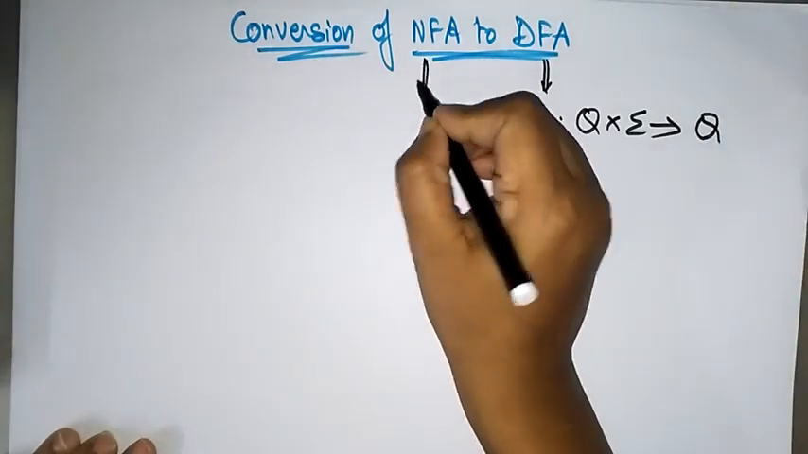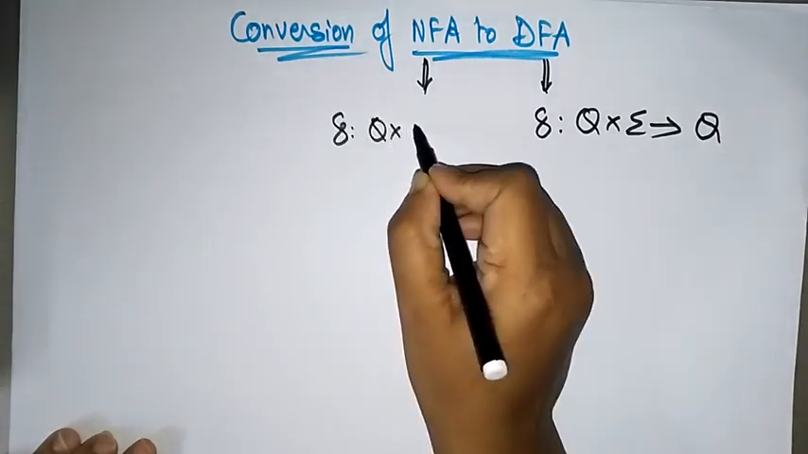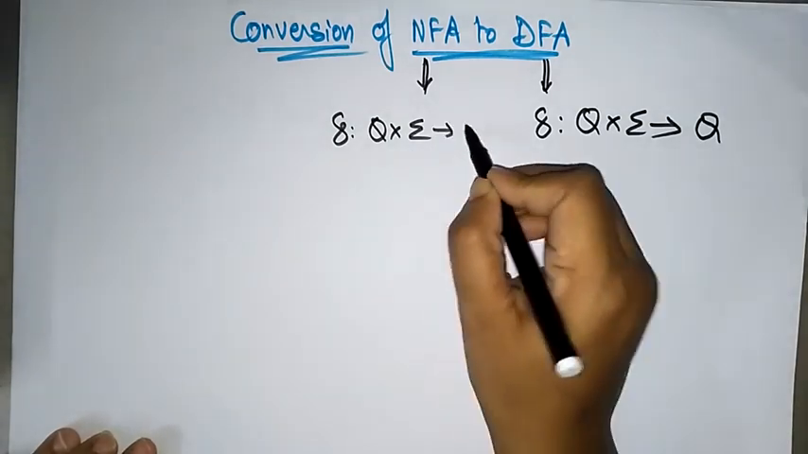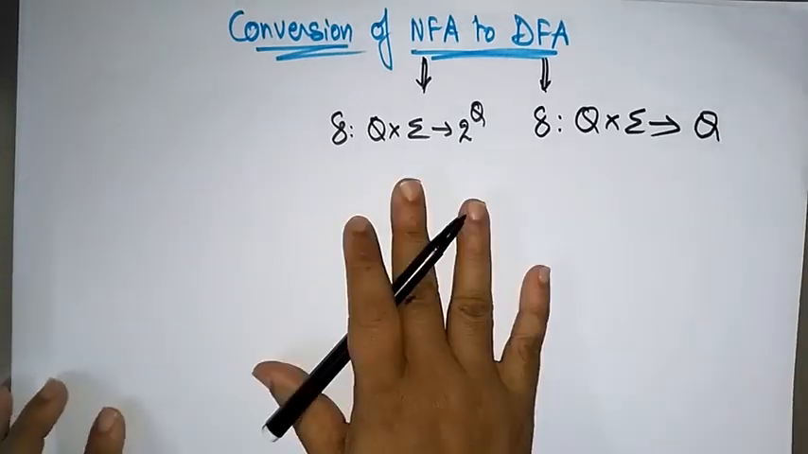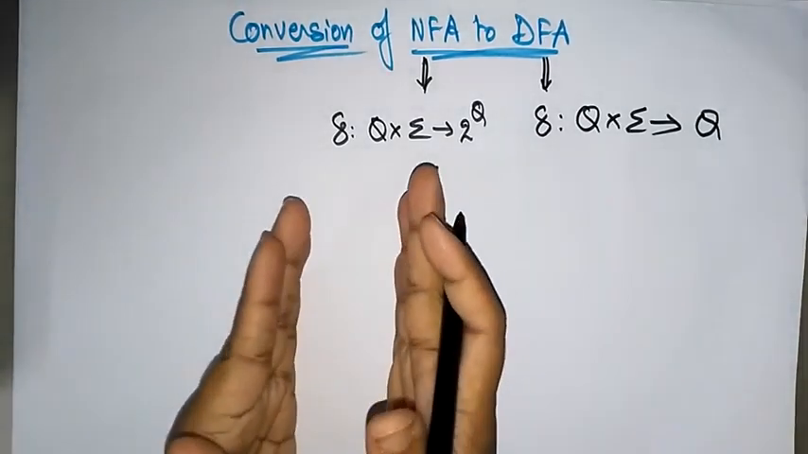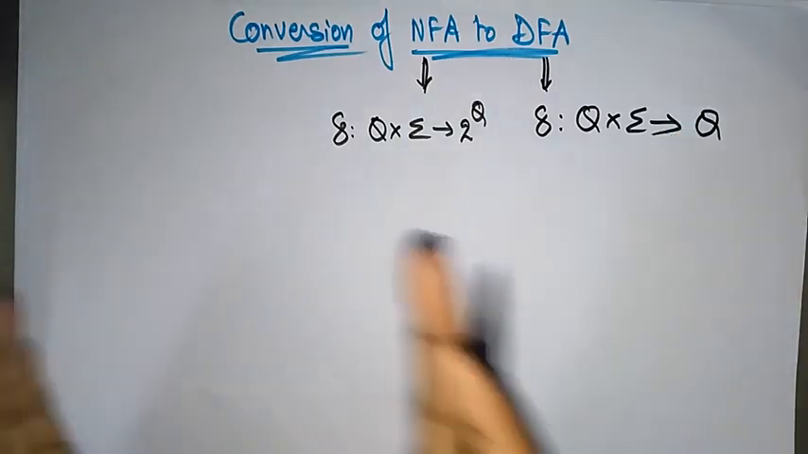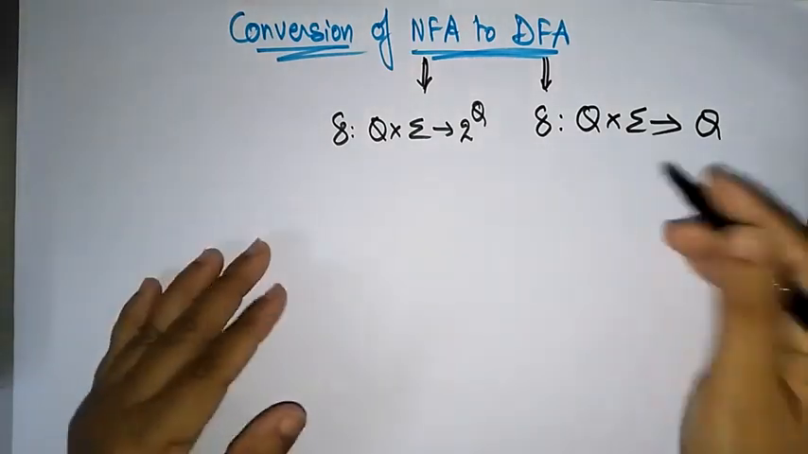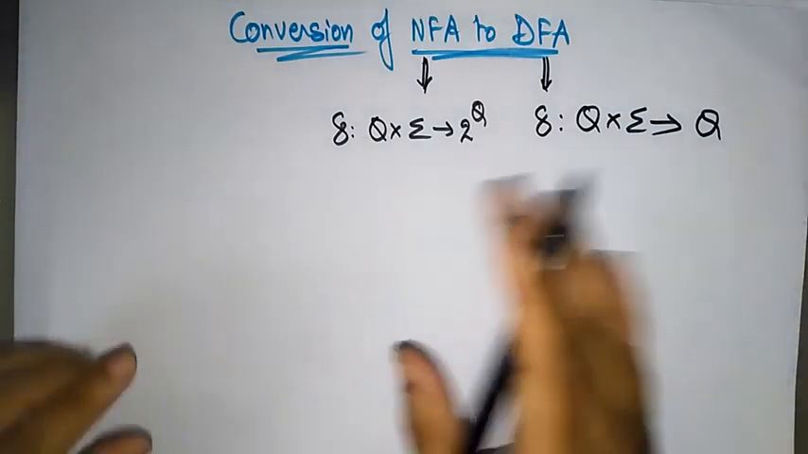Whereas in a non-deterministic finite automaton, the transition function takes the current state and input symbol to multiple paths, that is 2 power Q. So this is the main difference between the NFA and the DFA. Here multiple paths will be there, here only one path will be there. Now let's see how to convert from NFA to DFA. NFA to DFA is possible, but DFA to NFA is not possible.